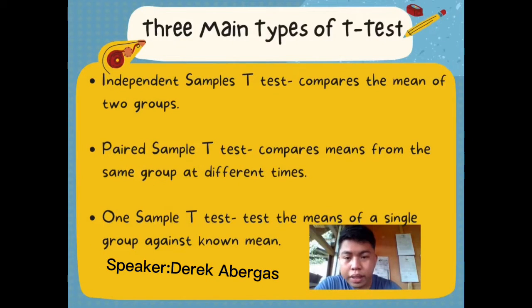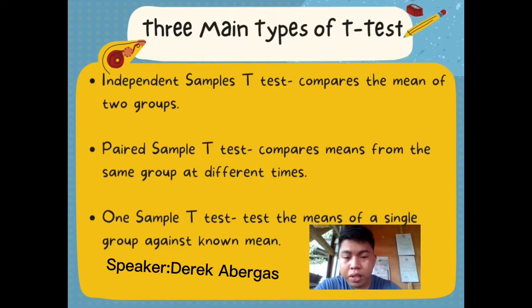Three main types of t-test. First is independent samples t-test. This compares the means of two groups in order to determine whether there is statistical evidence that the associated population means are significantly different. Next is paired sample t-test.